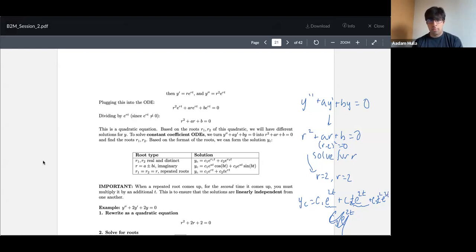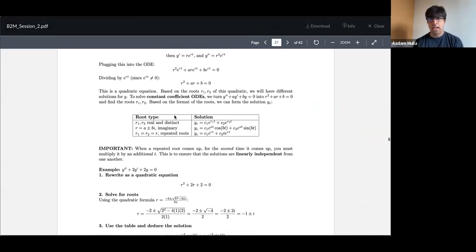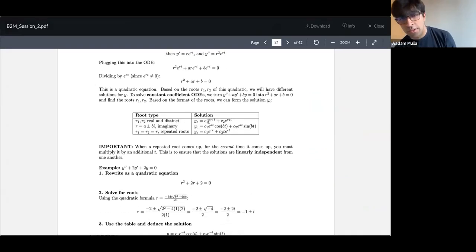Okay? Let's do an example down here. Any questions about the actual process? Because now it's going to be a few examples.